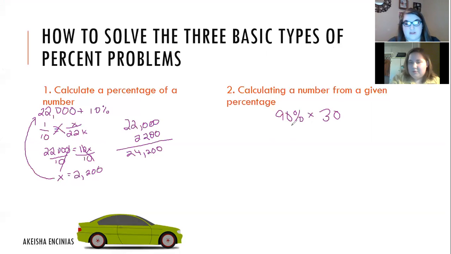So again, you could just multiply 0.9 by 30, and you can get it that way. Or you can set it up as fractions again. So 9 over 10 equals x over 30, sorry. And then you're going to cross multiply. So 9 times 30 is 270. Set it equal to 10x.